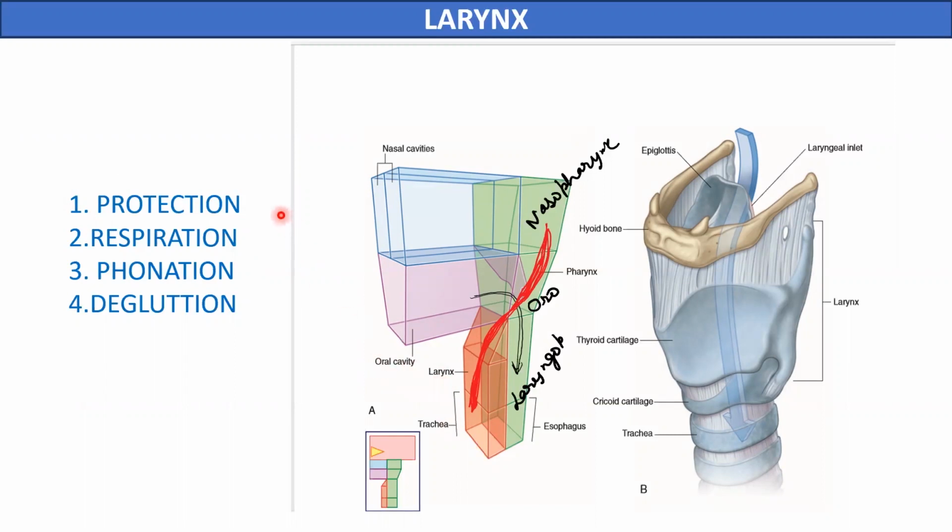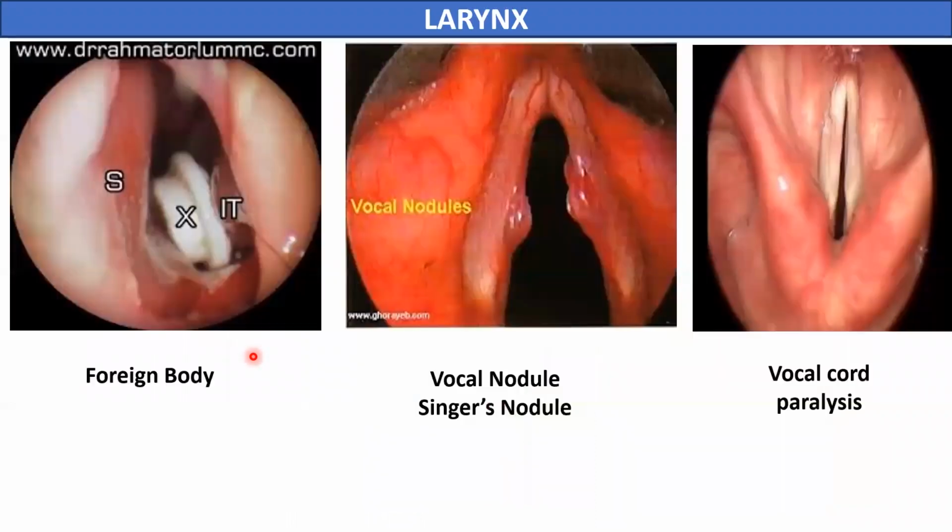So the functions of the larynx can be enumerated as follows: the primary function is protection, but other functions are respiration, phonation, and also the larynx, by its upward and downward movement, helps in deglutition. And clinically, the larynx is involved in a number of diseases. A foreign body may get accidentally stuck in the larynx, and this will require immediate removal, which is an emergency procedure. Nodules may form along the vocal cords in singers or teachers who use their vocal cords excessively. Moreover, paralysis of the vocal cords can occur during various thyroid surgeries.